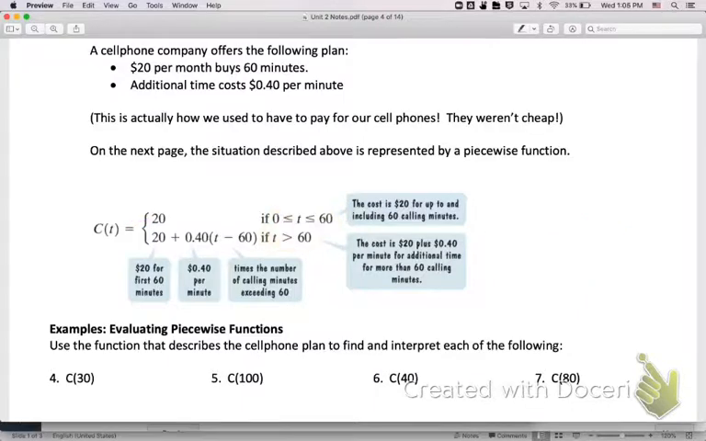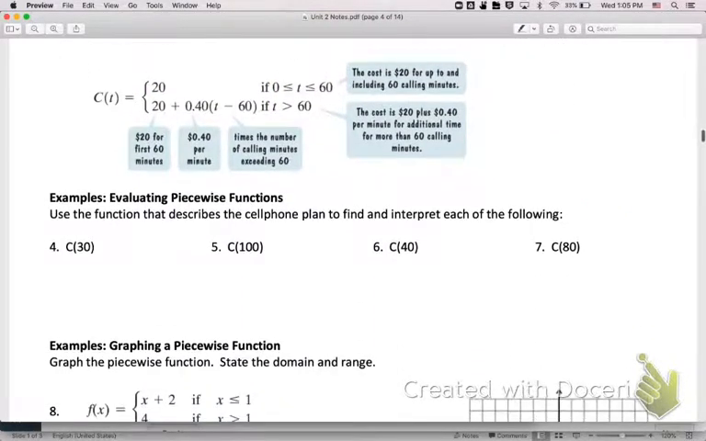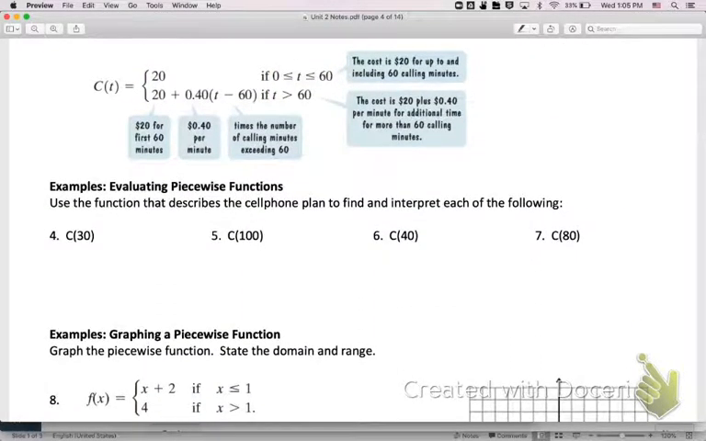Now, the way that we read a piecewise function is to choose the rule based on where the value fits. So if I want to evaluate different values for C of t, like for example on number 4, C of 30, I need to decide into which of these intervals does 30 fit. And 30 would fit in the first interval between 0 and 60. So that means we use the first rule, which is just 20.